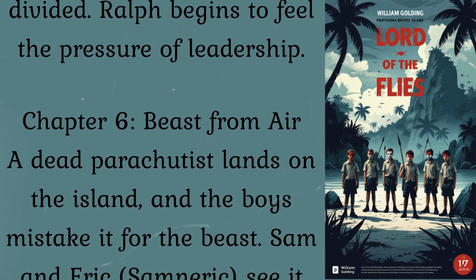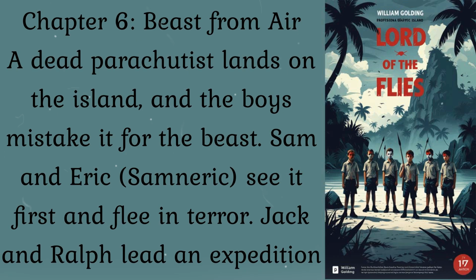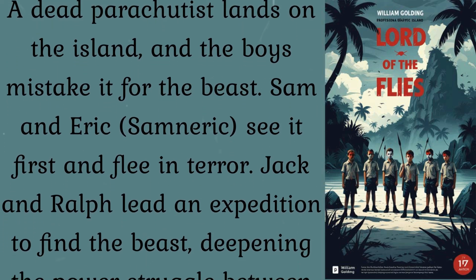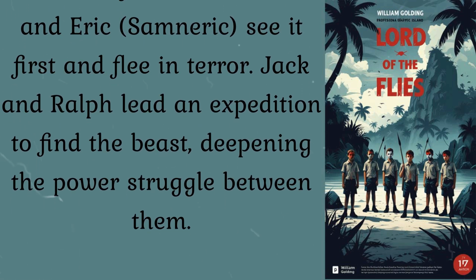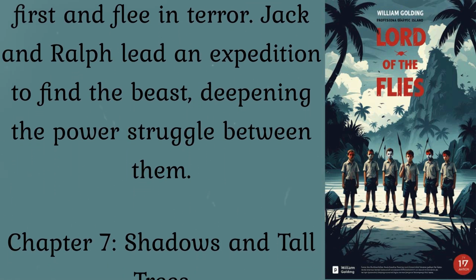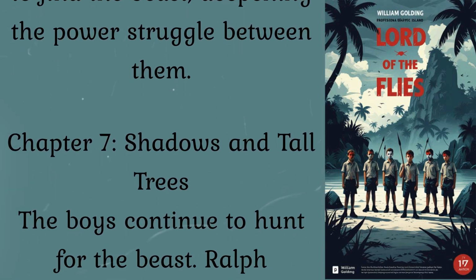Chapter 6. Beast from Air. A dead parachutist lands on the island, and the boys mistake it for the beast. Sam and Eric see it first and flee in terror. Jack and Ralph lead an expedition to find the beast, deepening the power struggle between them.